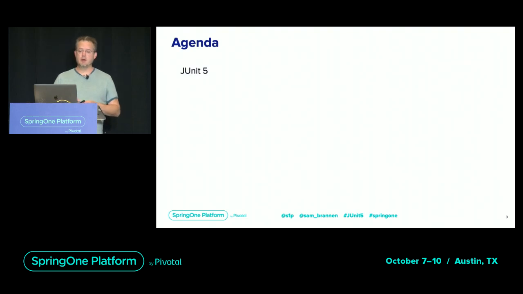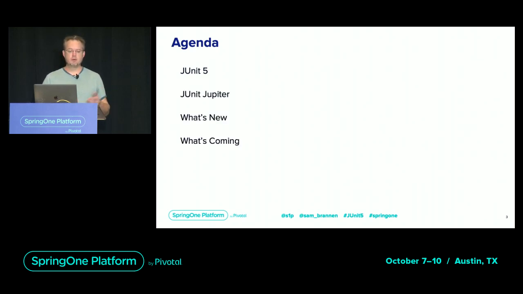So the agenda today, first I want to talk just a bit about JUnit 5, just to make sure we're all on the same page in case you haven't used it before or haven't seen it. Then I'll talk a bit about JUnit Jupiter, what's new, what's coming, what's on the horizon, and then I'll talk very briefly about using Spring and JUnit Jupiter and Spring Boot. And then at the end, if we have time, some Q&A, or I could potentially demonstrate some things if people have questions about specific features.